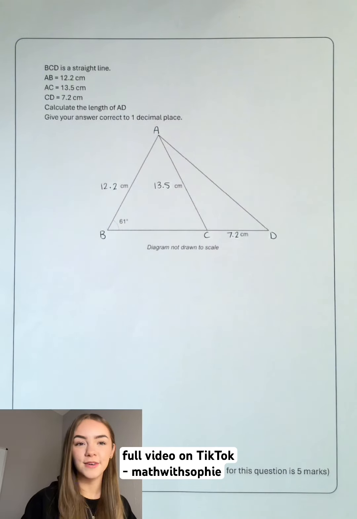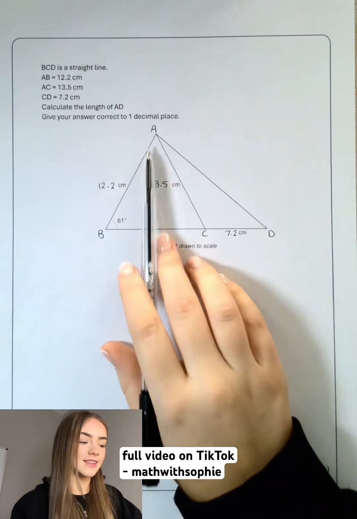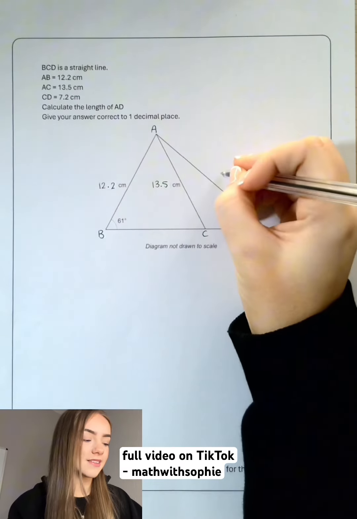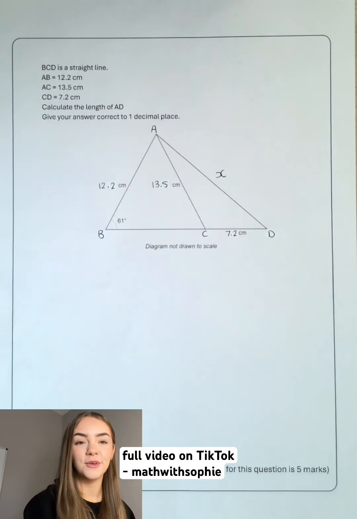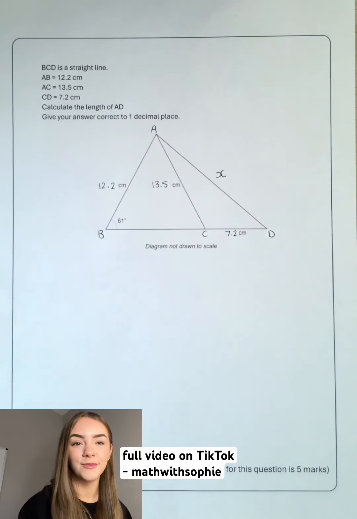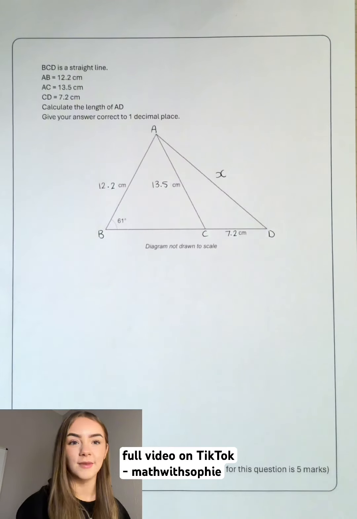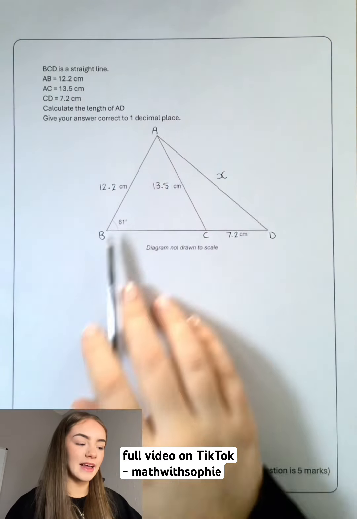Pause the video, have a go at this question, and then we'll have a look at it together. For this question, we need to calculate the length of AD. So I'm going to label this as side X, since this is what we want to find. Whenever you have a question with triangles that doesn't include a right angle triangle, most likely we'll be using sine rule or cosine rule. Let's start by looking at triangle ABC.